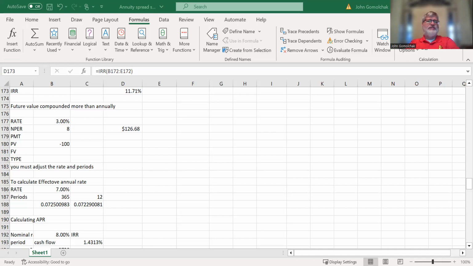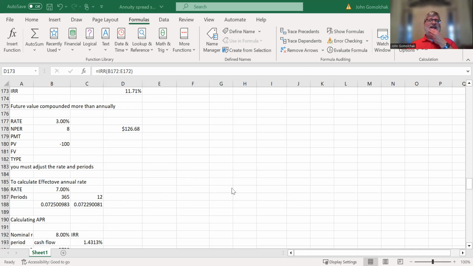And now what happens if we just want to come up with the internal rate of return on something? Then we use the IRR function and we just put in all of the payments, what we paid for the investment first as a negative number, and then all of our returns. And the IRR function will calculate the return on investment for us.